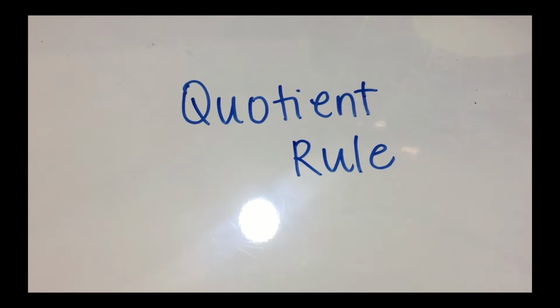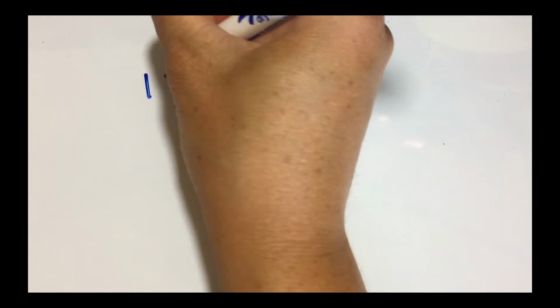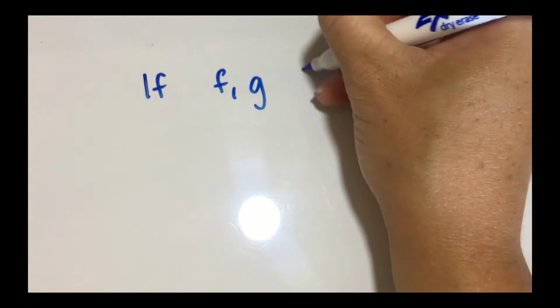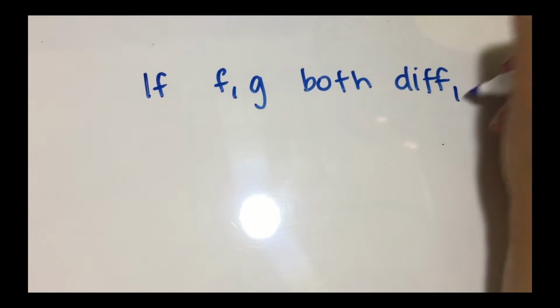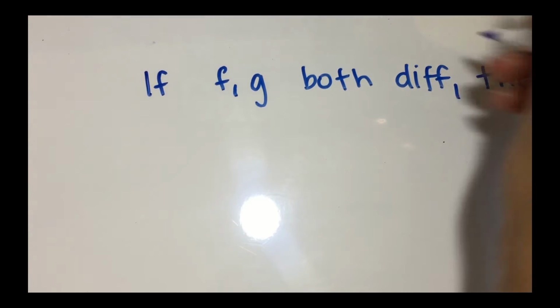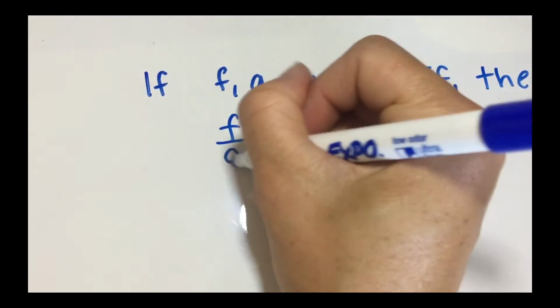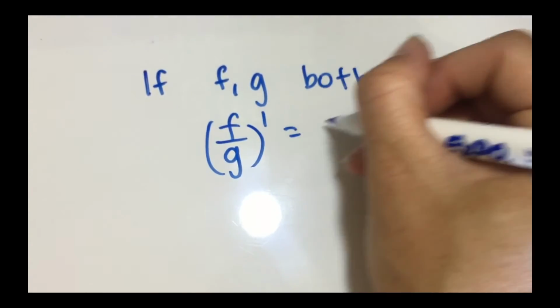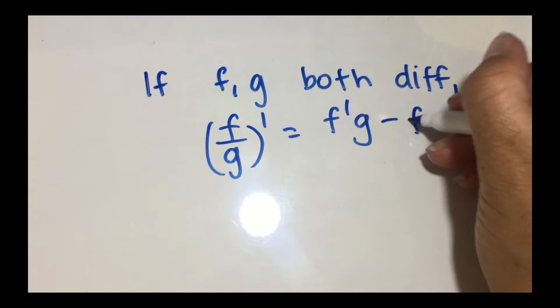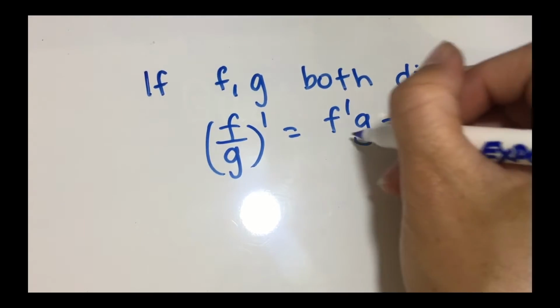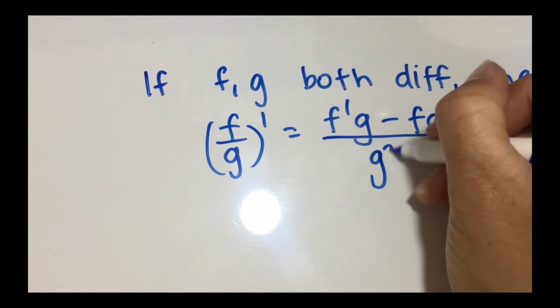In this video, I'll be talking about the quotient rule and how to use this method to solve for derivatives. This rule states that if f and g are both differentiable functions, then the derivative of f divided by g is equal to f prime times g minus f times g prime, all divided by g squared.